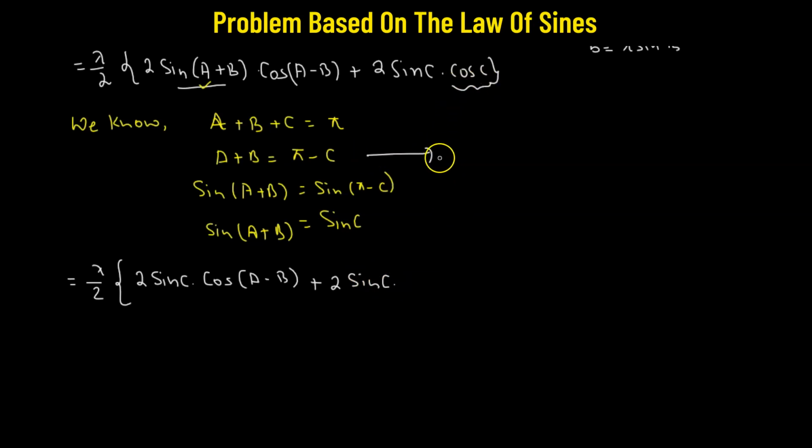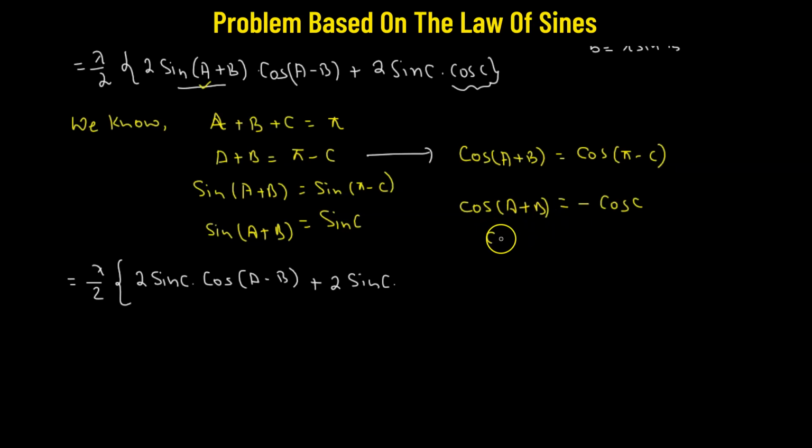Now we are also going to rewrite cosine of c. So we are going to take this a plus b equals pi minus c. Now this time we're going to take the cosine on both sides. So we have cosine of a plus b equals cosine of pi minus c. So what is the value of cosine of pi minus c? That's negative cosine c. So we can say that cosine of a plus b will be negative cosine c, or we can say that cosine of c equals negative of cosine of a plus b.